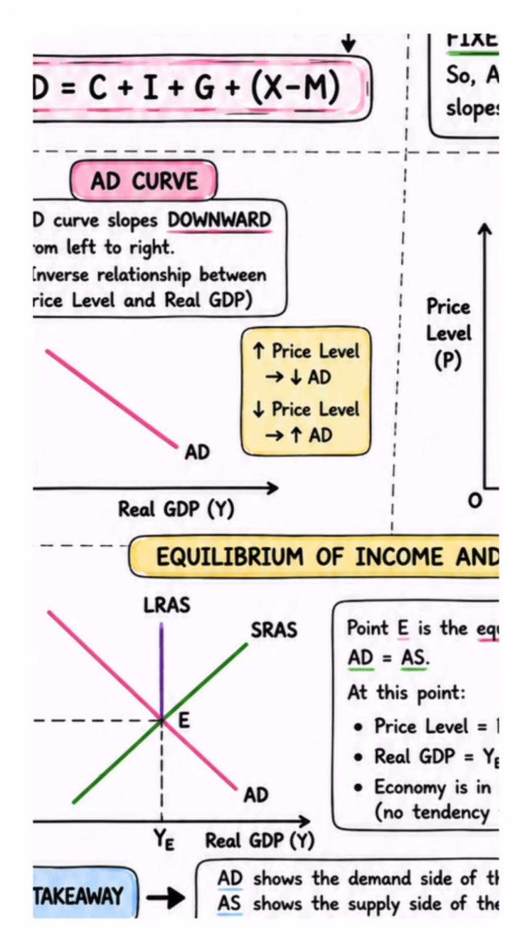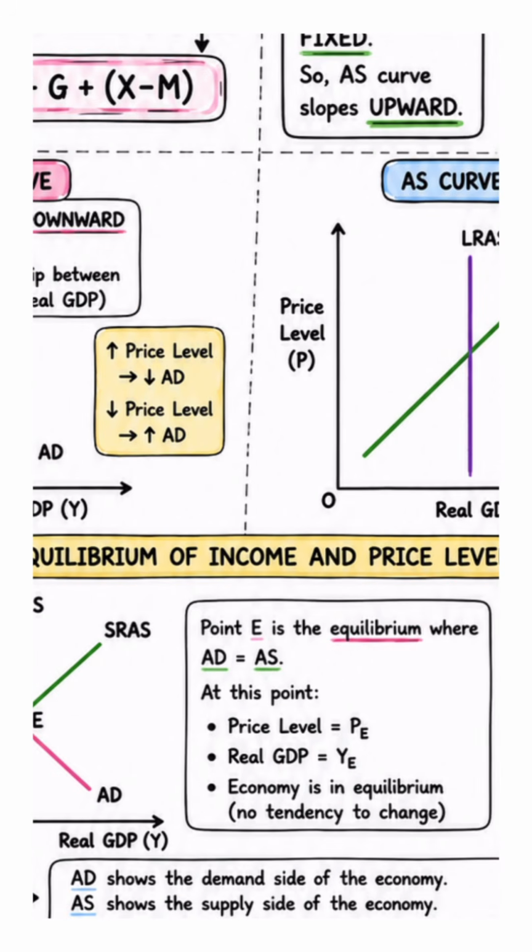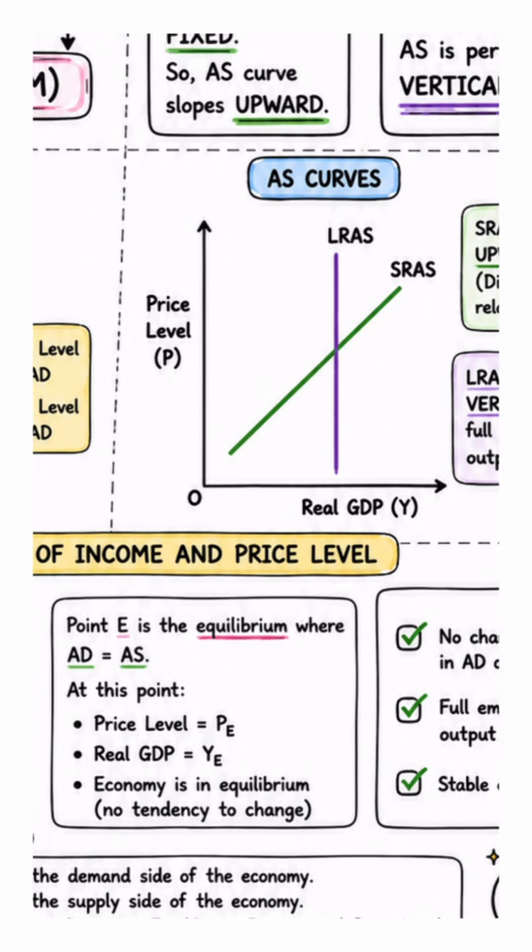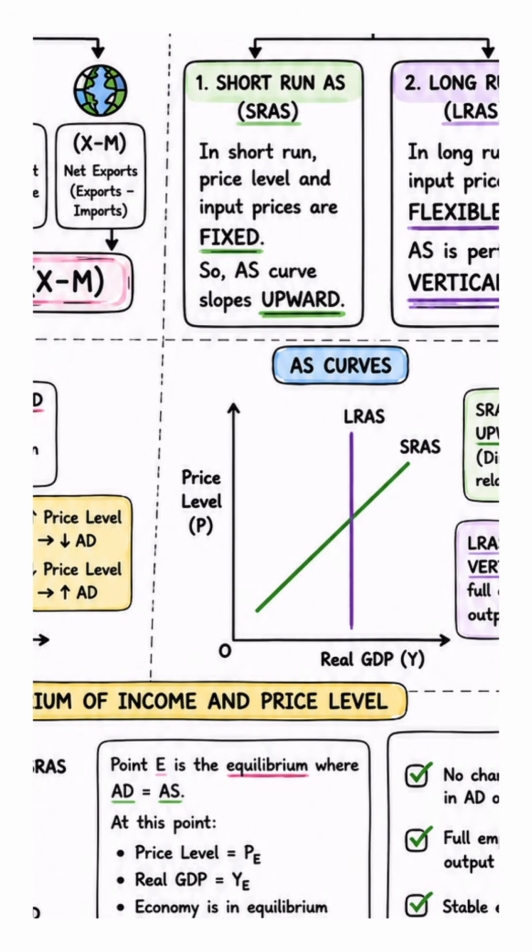Here's the key takeaway. AD shows the demand side of the economy, and AS shows the supply side of the economy. Both together determine the equilibrium income and the price level. I hope you understood this.